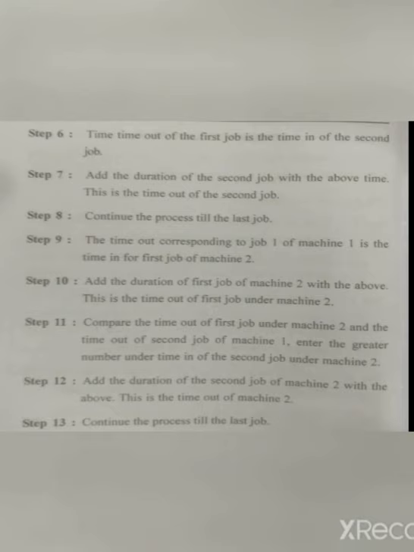So you have to listen carefully. Compare the time out of the first job under machine 2 and the time out of the second job of machine 1. Enter the greater number under time in of the second job under machine 2. Add the duration of the second job of machine 2 with the above. So you have to add the time duration. So that will be the time out of the second job for machine 2. Continue the process till the last job. So this is how we find the tabular column.